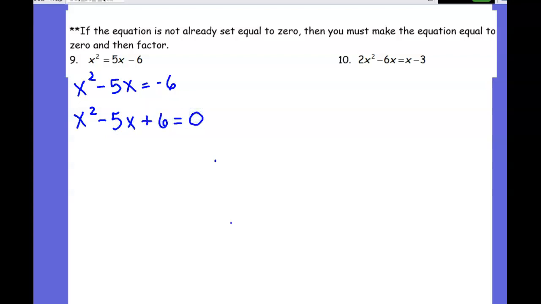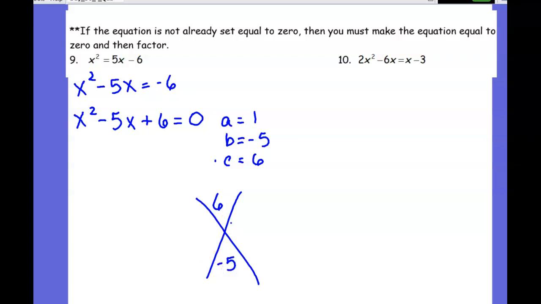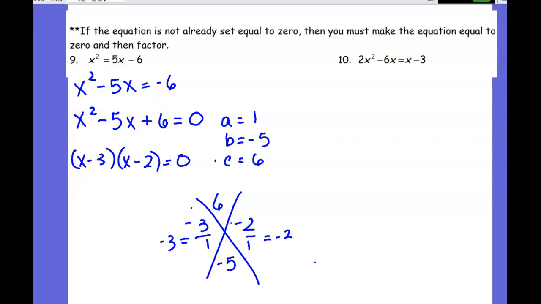Okay, now I can identify my A, my B, and my C. You can't do that until it's in standard form. A times C is 6, our B is negative 5. The two numbers we can multiply to get 6 that add up to negative 5 would be negative 3 and negative 2. Again, we divide by 1, the leading coefficient. So when we factor this, it's x minus 3 times x minus 2 would be equal to 0. We set each one of the factors to 0.